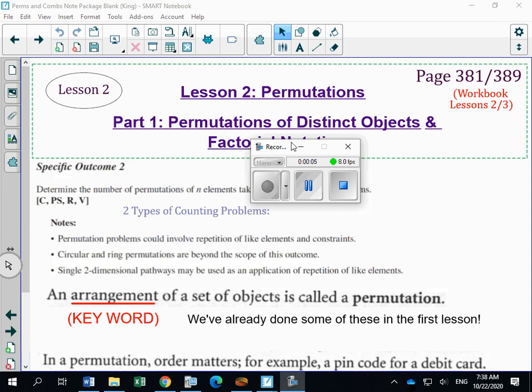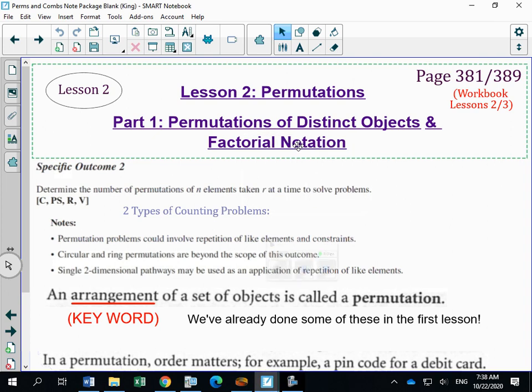Good morning, Math 30s. This video is going to correspond to lesson number 2 in permutations and combinations. A lot of the examples that I'm going to do are from the workbook. However, I'm following my own note package, so you might want to have the note package ready to go in front of you. And if you don't have one, a blank copy is available on the Google Classroom.